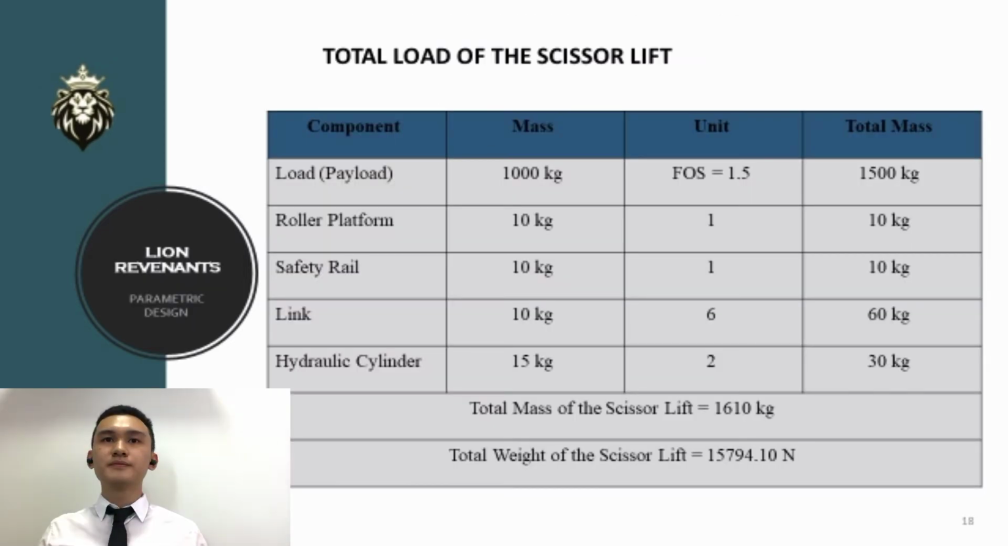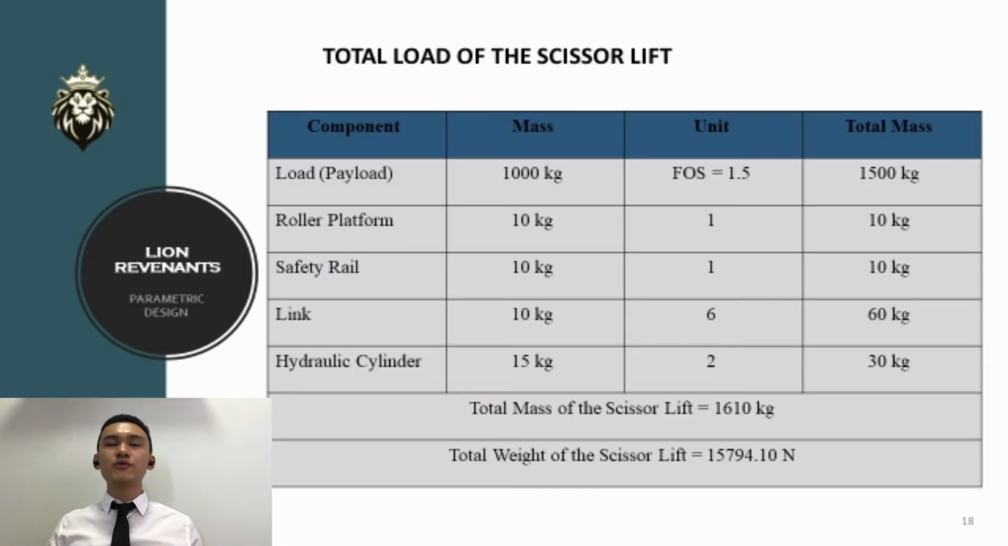Thank you, Darren. Next, I will talk about the parametric design. The total load of the scissor lift, which includes the bricks or the load, roller platform, safety rail, links, and hydraulic cylinder, is equal to 1,610 kg or 15794.1 Newton.